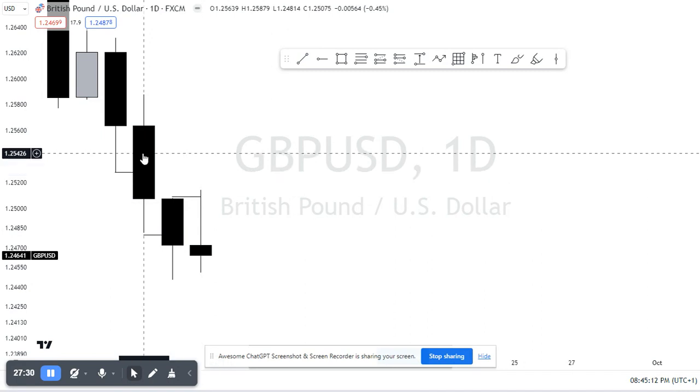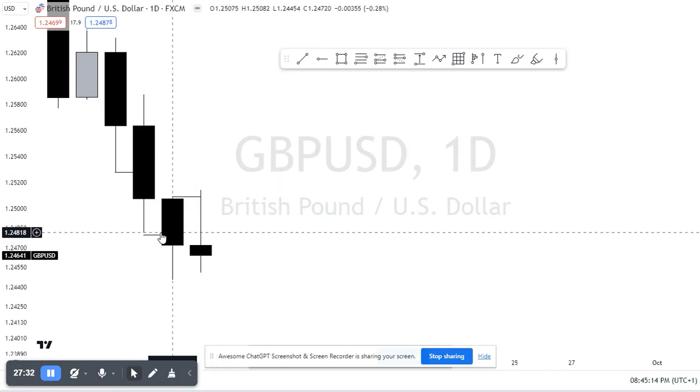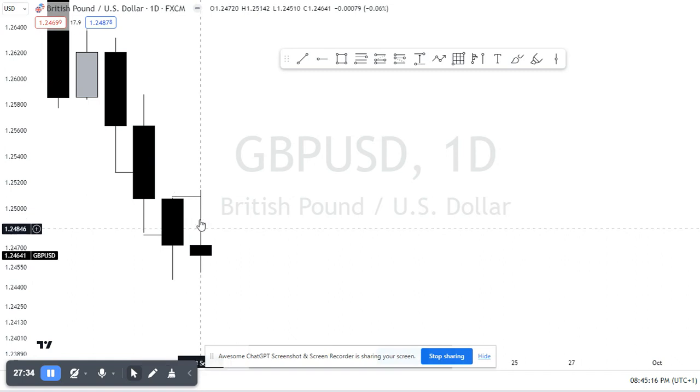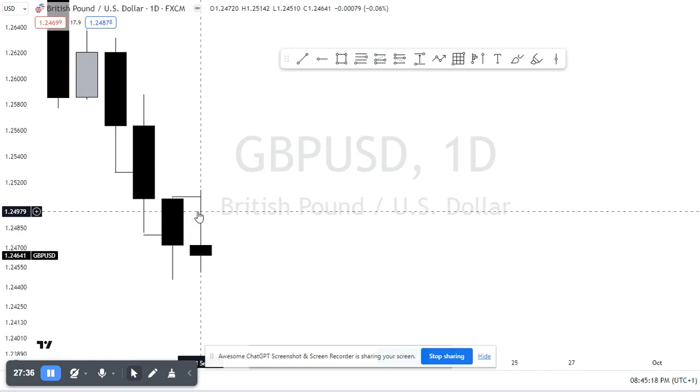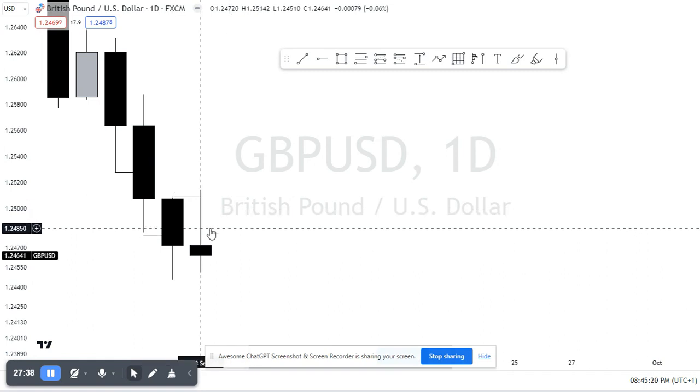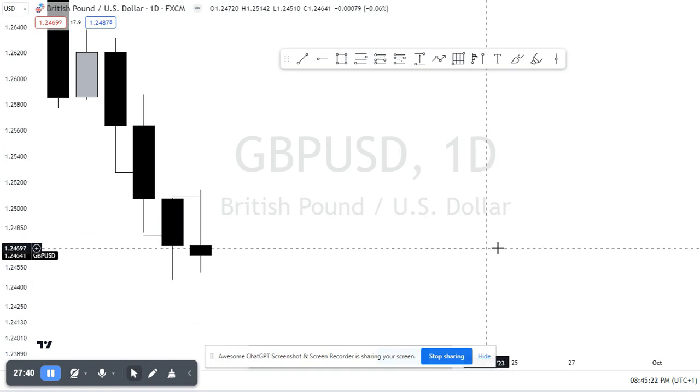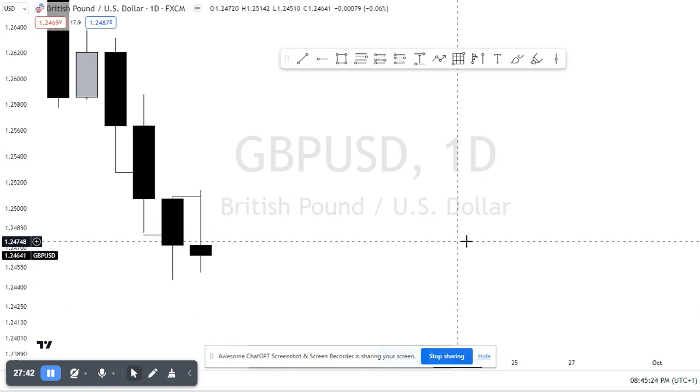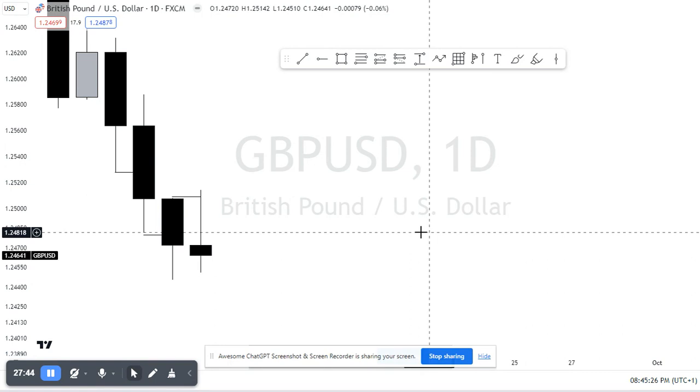So on the first day, no trade. Second day, no trade. But on the third day, we see an opportunity. This is a sweep, right? Once we see this sweep in the market, our job is to switch to our lower time frame and execute. I will teach you how to execute this as well, but for now, let me just explain this concept so that you can get the idea behind it.